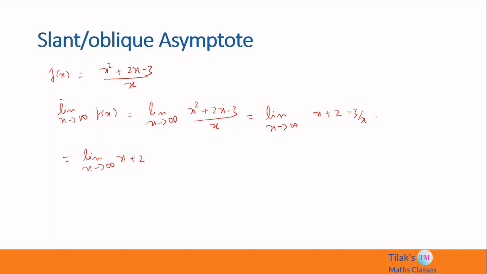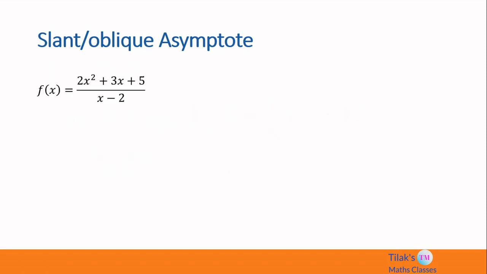So, you can see that f of x when x is tending to infinity behaves like a straight line of the form y is equal to x plus 2. The curve of the function has an oblique asymptote of the form y is equal to x plus 2. Let us consider an example.